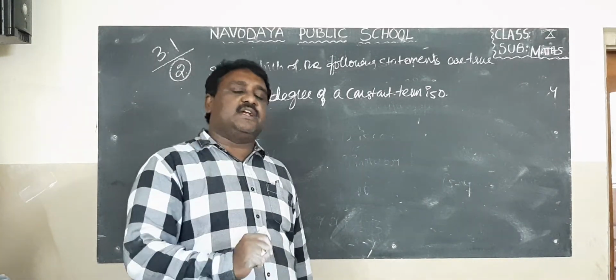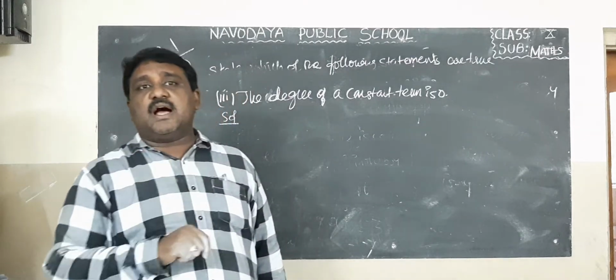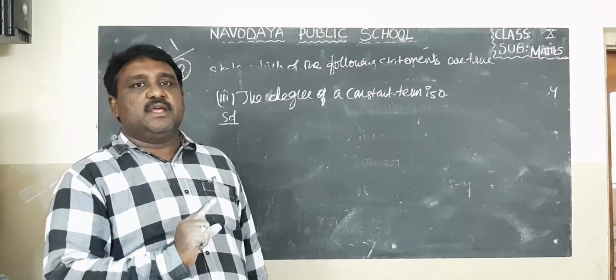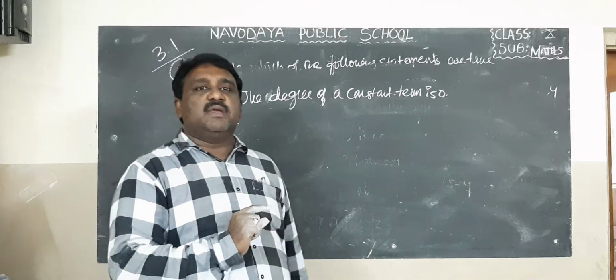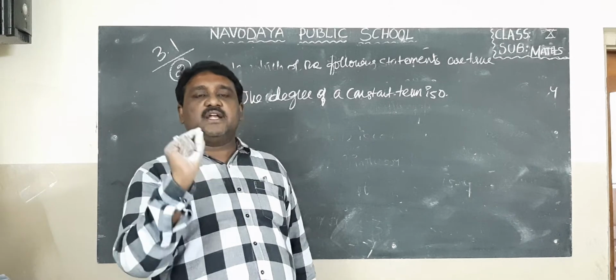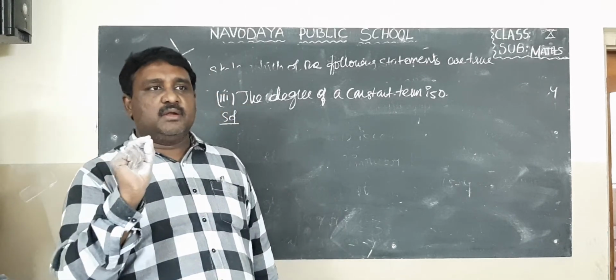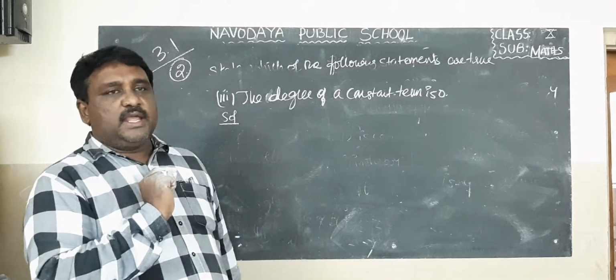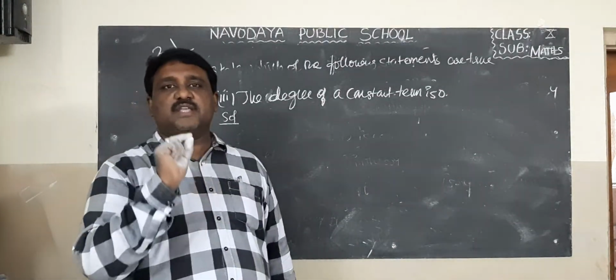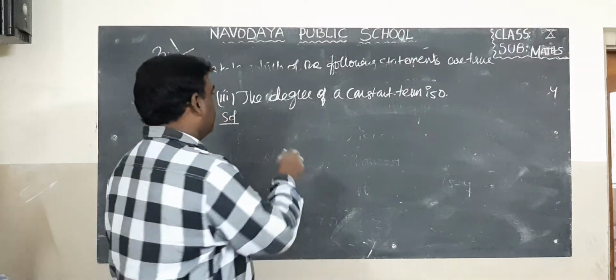Degree of a constant term is 0. Because when we talk about degree, whenever there is a variable, we talk about degree. Okay na? Constant term means the variable is not there, absence of variable. So degree of constant term is 0 because there is no variable. True.